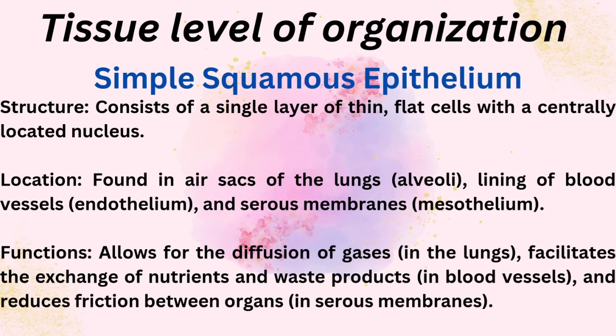First is simple squamous epithelium. Structure. It consists of a single layer of thin, flat cells with a centrally located nucleus. Location. Found in air sacs of the lungs, alveoli, lining of blood vessels, endothelium, and serous membranes, mesothelium. Functions. Allows for the diffusion of gases in the lungs, facilitates the exchange of nutrients and waste products in blood vessels, and reduces friction between organs in serous membranes.